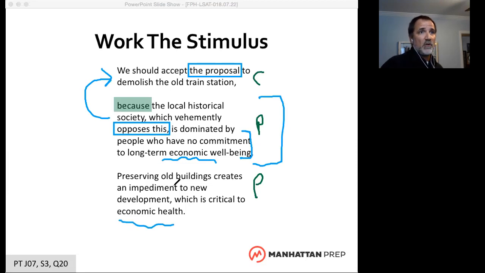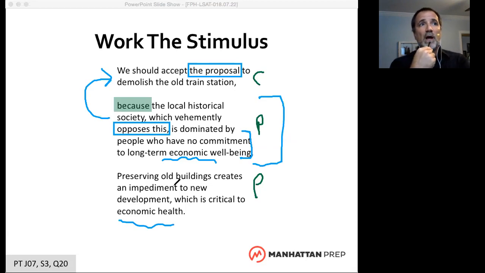That's one of the problems with this argument: they're attacking the people making the argument, and they're not attacking the merits of what the people are saying. They don't tell us anything about what the people on the historical society are actually saying. All they're telling us is that they're dominated by people who have no commitment to economic well-being. But what if they're right? What are their arguments? What arguments is the local historical society making? We aren't told anything about that. So anytime you attack the person making the claim and not the claim itself, that's flawed reasoning.